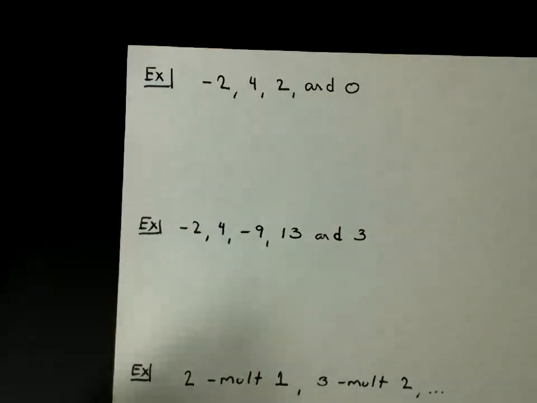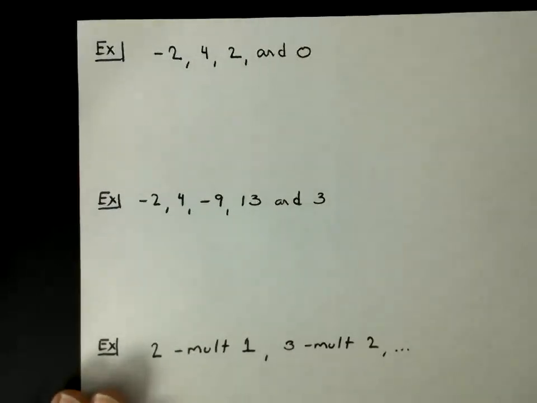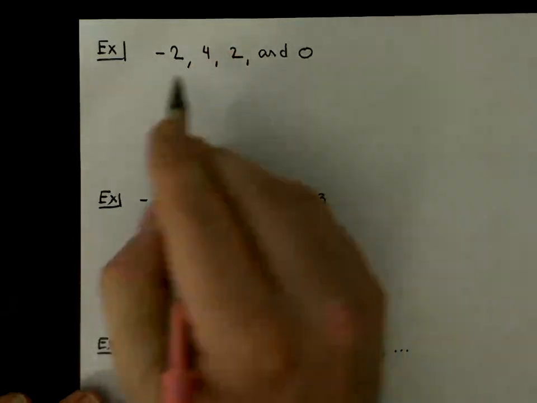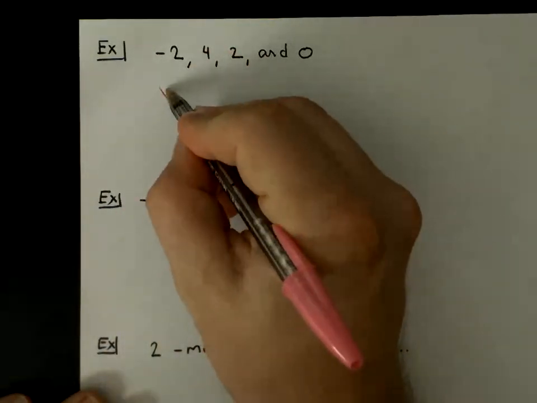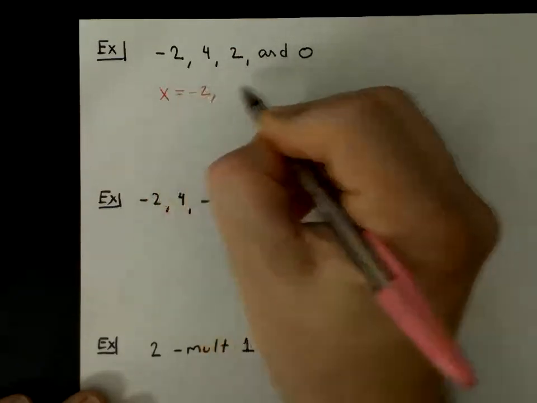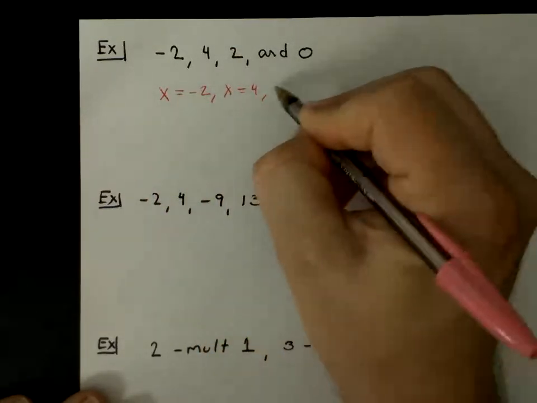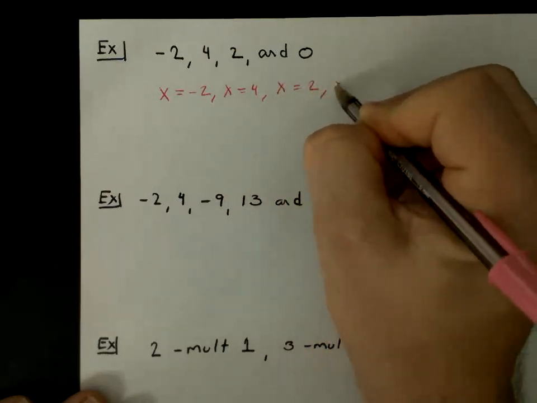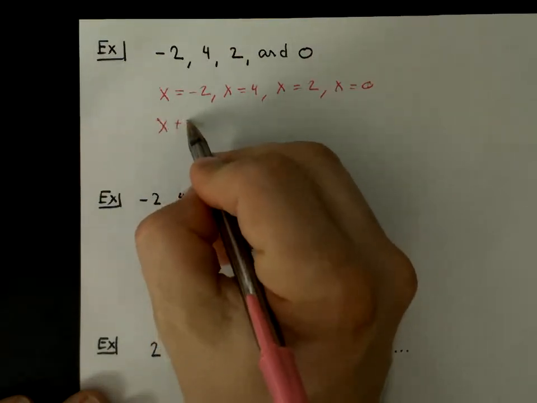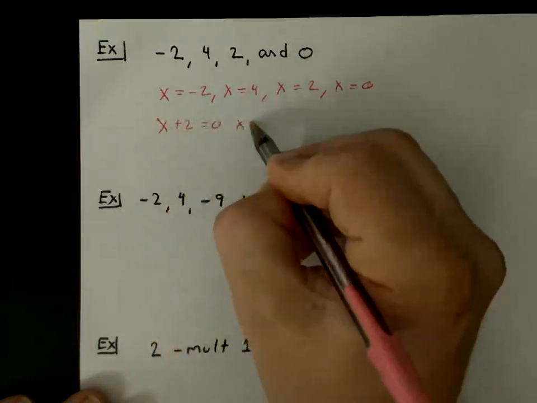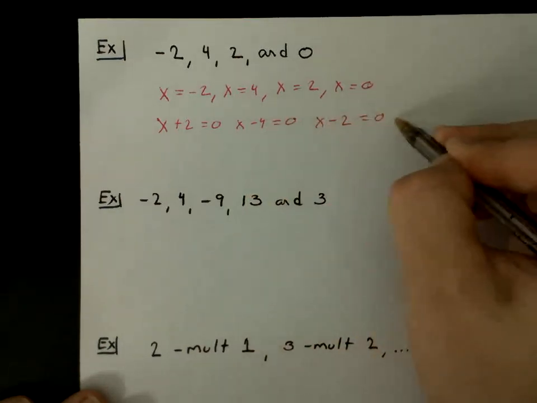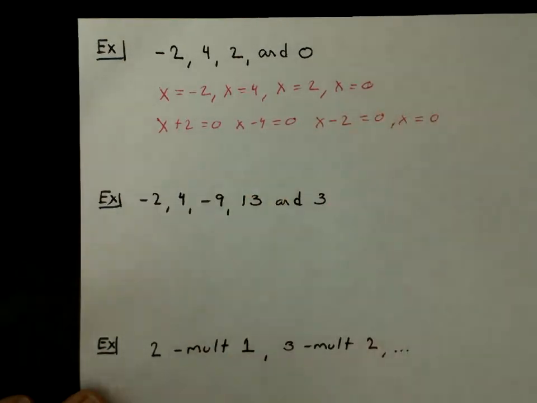So here's a couple of examples. And remember, I don't have to give the degree. So let's do this. If we take our examples, this is going to be equal to -2. This is going to be 4. This is going to be 2. And this is going to be 0. Then we just do the opposite. So we got +2 equals 0. We got -4 equals 0. We got -2 equals 0. And then that's just x equals 0.